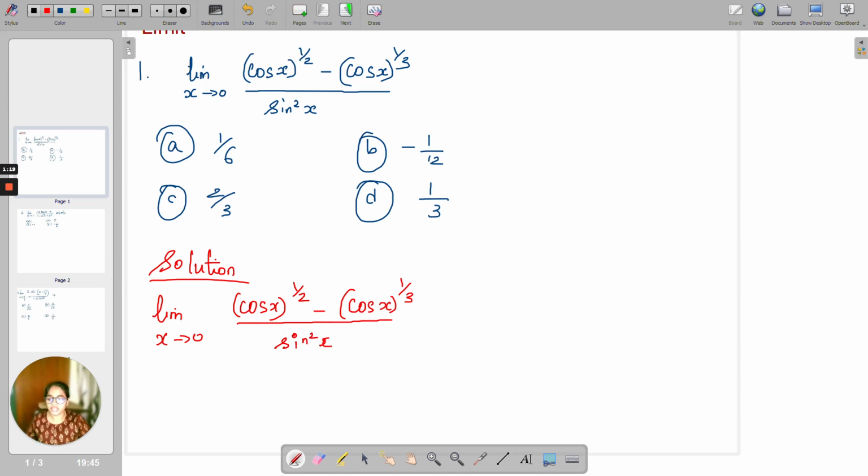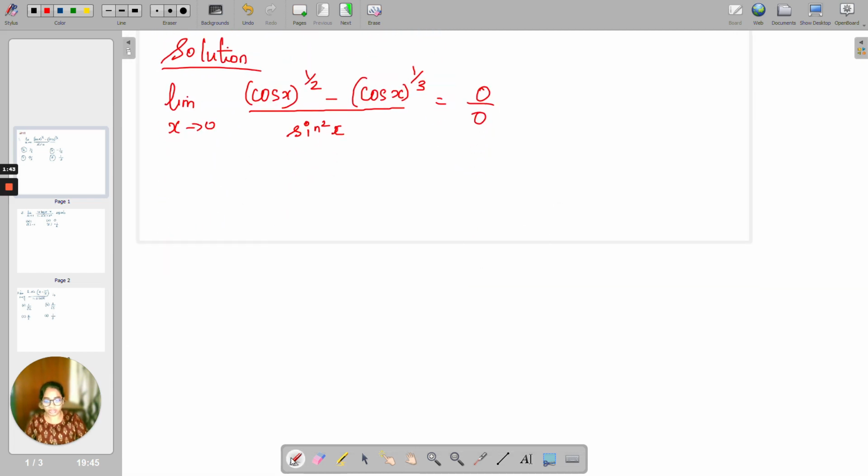Now, what happens if I substitute x as 0? If I take the limit as x goes to 0, I would get cos 0, which is 1, and 1 raised to any power is 1. So I would get 1 here, minus again 1 here, divided by sin square 0, which is 0. So we are getting a 0 by 0 form. So using L'Hospital's rule, what would we get?